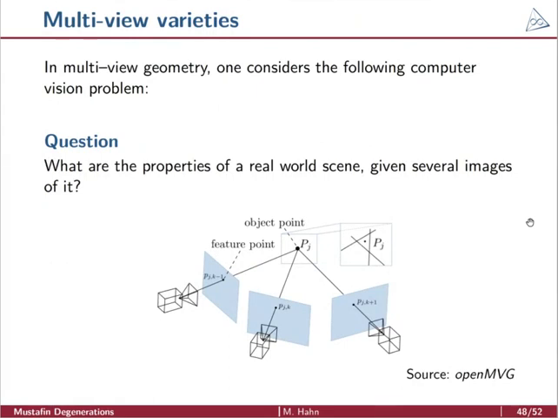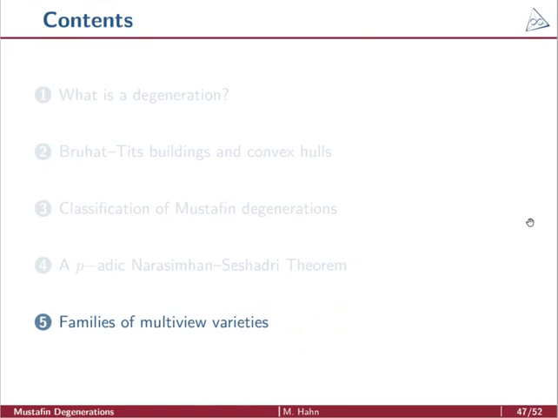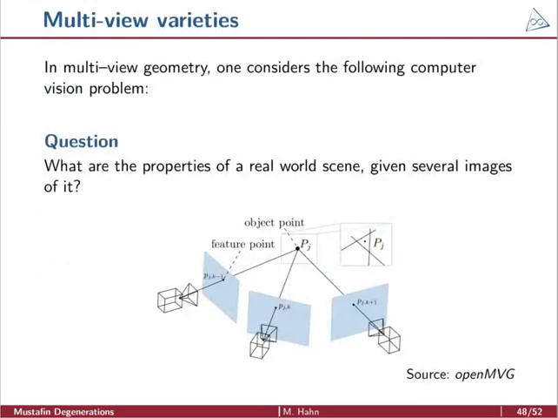Okay, thanks. So now I want to come to this application in computer vision, and I found this a very, very funny and very interesting application. We're now in a very specific part of computer vision, namely multi-view geometry. And in multi-view geometry, one considers a very specific computer vision problem, namely, what are the properties of a real-world scene given several images of it?